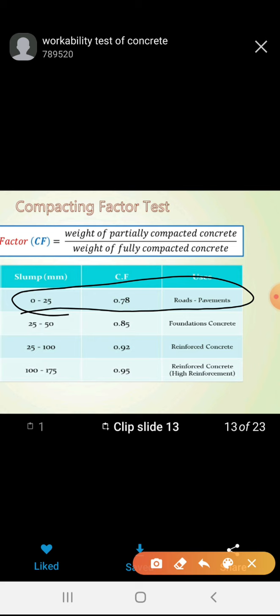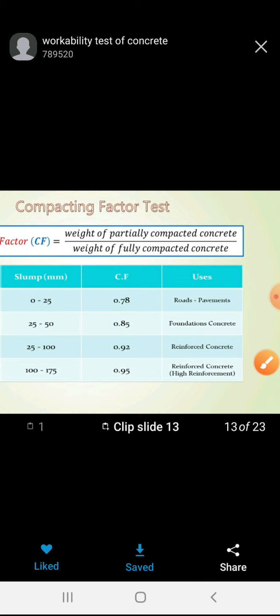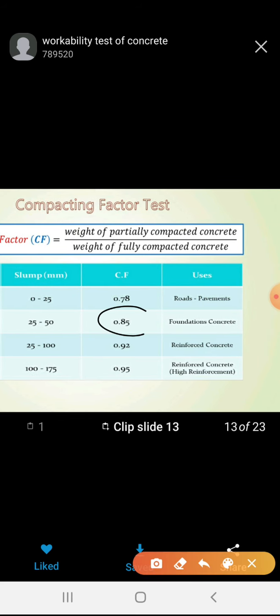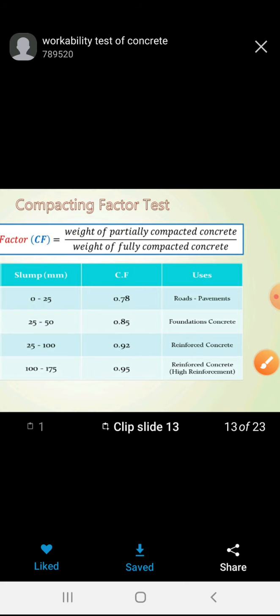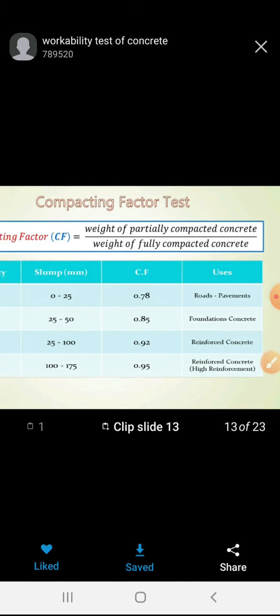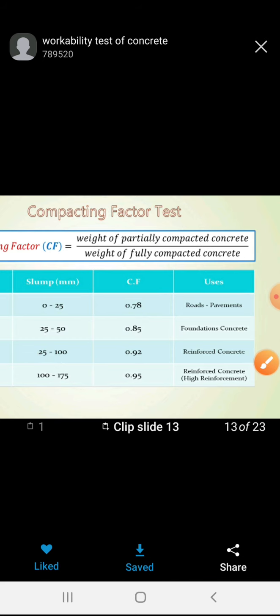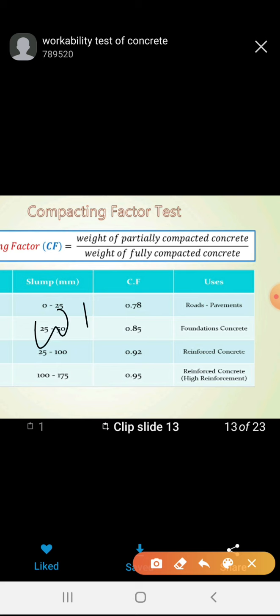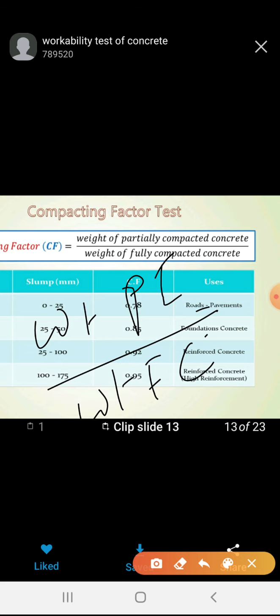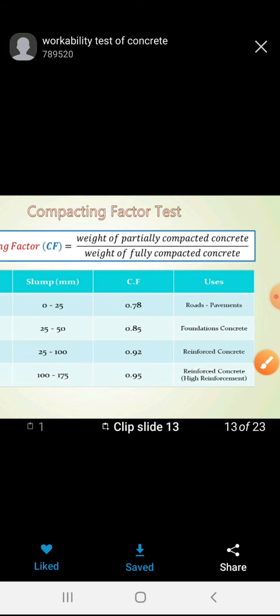In the second case, if the slump value is 25 to 50 mm, the compaction factor value is recorded as 0.85. Already we have seen in the previous slide that the compaction factor value ranges from 0.78 to 0.95. If it reaches 1, that is, the compaction factor is 1, the weight of the partially compacted concrete divided by the weight of the fully compacted concrete are both the same. So it may never happen in a practical manner.